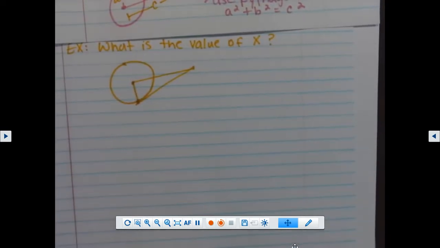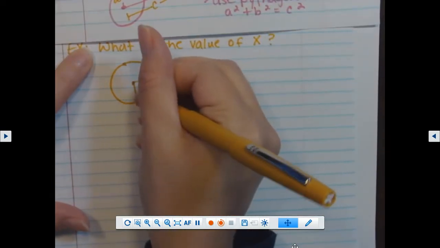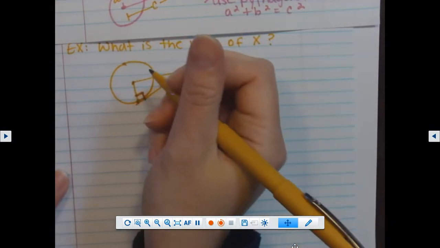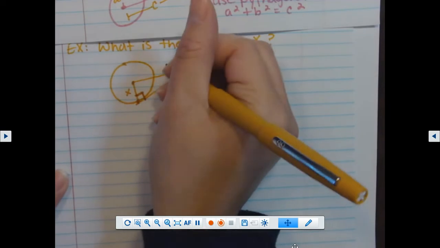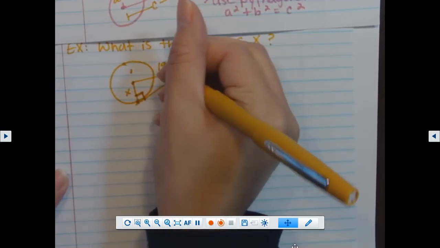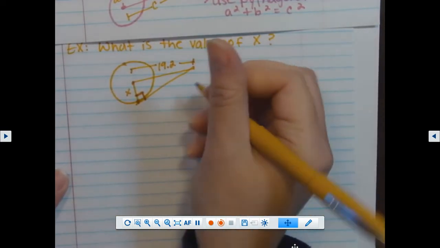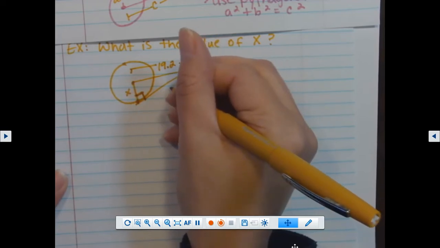There we go. Okay, so this guy should be the right angle right here. And I'm going to give you that we're looking for the radius. The hypotenuse right here is 19.2, and then the side of it is equal to 12.